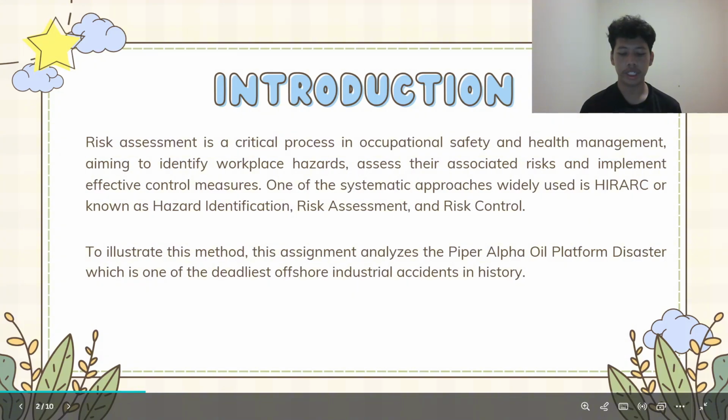One of the most widely adopted frameworks for this process is Hazard Identification, Risk Assessment, and Risk Control. To demonstrate the importance and application of this method, we chose to analyze the Piper Alpha oil platform disaster, one of the deadliest offshore industrial incidents in history. This case offers valuable lessons in risk management and highlights the consequences of systematic failure.